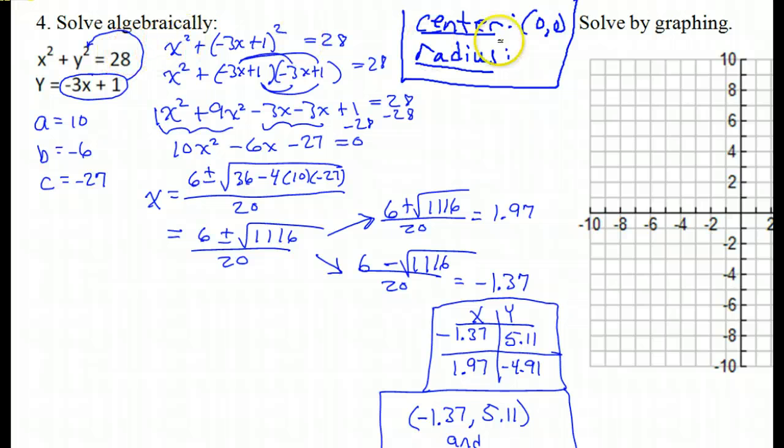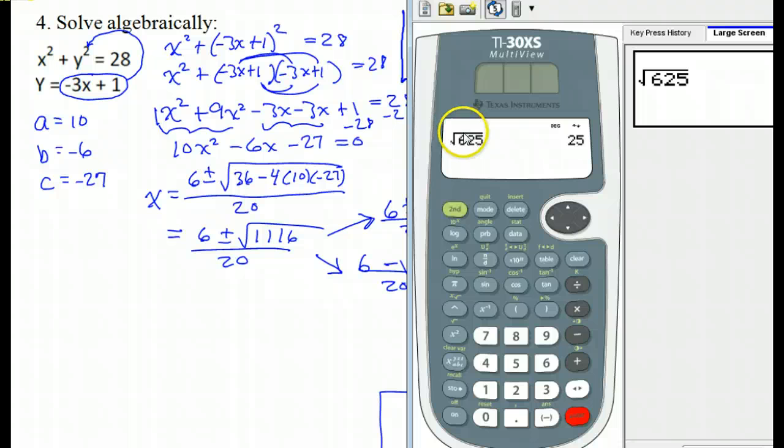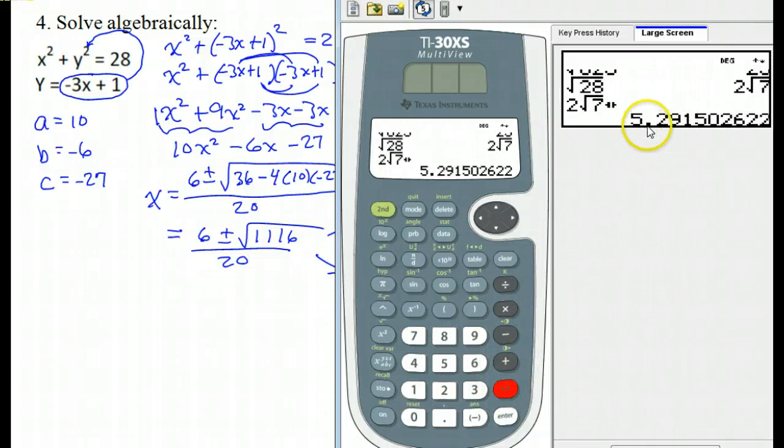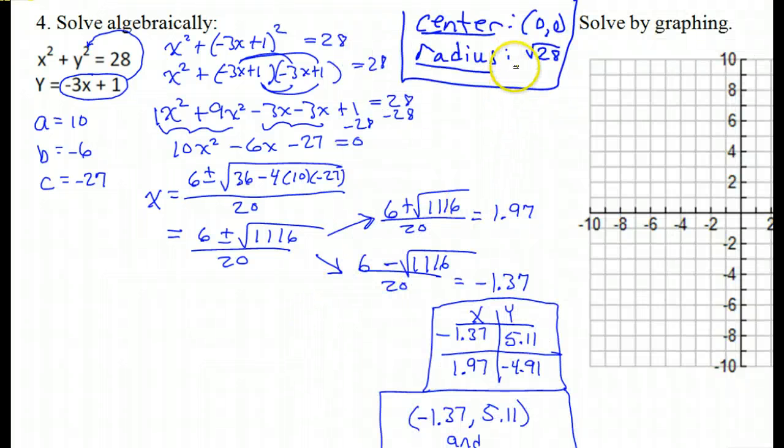Well, the radius is going to be the square root of 28. We're going to need a decimal if we're going to try to graph this. The square root of 28 is 2 radical 7, which as a decimal would be 5.29. Basically 5.3.